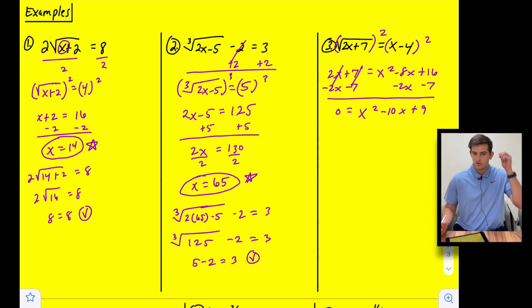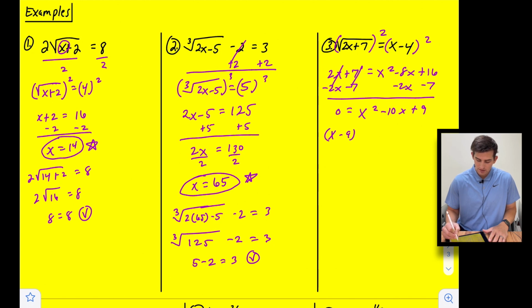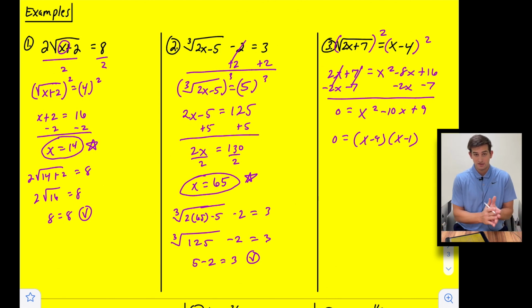So we want to think, okay, what 2 numbers add to negative 10 but multiply to 9? So that's going to be x minus 9. I guess we can add our 0 equals in there. So let's say 0 equals x minus 9 times x minus 1, right? So negative 9 plus negative 1 would be negative 10. Negative 9 times negative 1 would be positive 9.